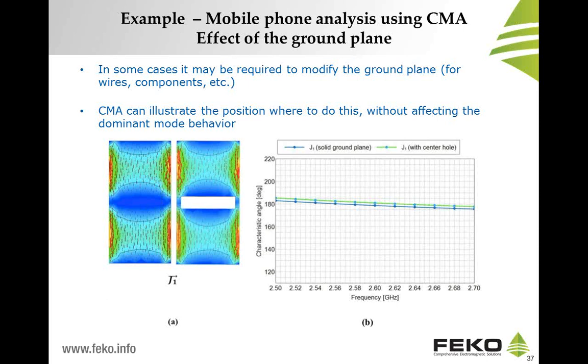But if we should now, for example, in an extreme case, cut a slot out over there, did we alter the radiating properties? We can ensure that we did not by looking at quantities such as the characteristic angle as a function of frequency. And these 2 lines are associated. The blue line is associated with the full model, and the green one with the one with the slot. And in this case, we see that there is very little difference between the models. This just gives us confidence in this design step.